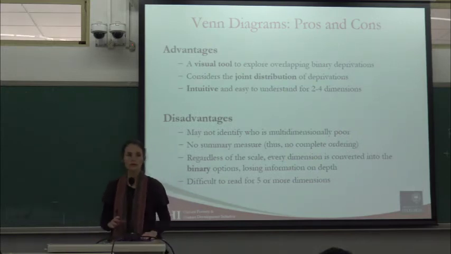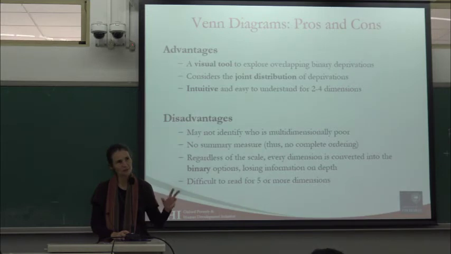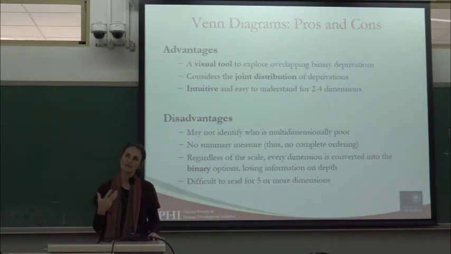Again, when you see the final slides, you will have a slide showing you the difficulty of viewing Venn diagrams with 5 dimensions or more. So 2 is fine, 3 is possible, but when you get more than that, it's quite difficult to read.